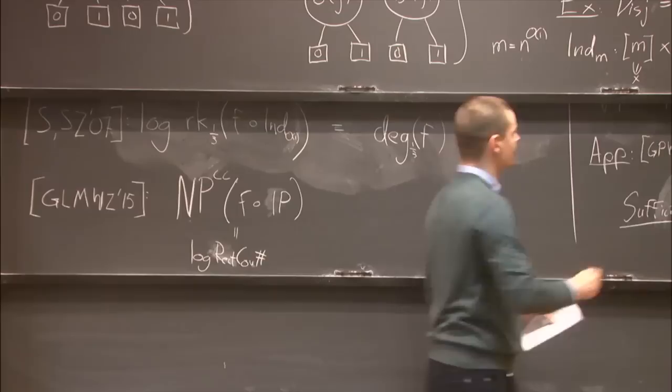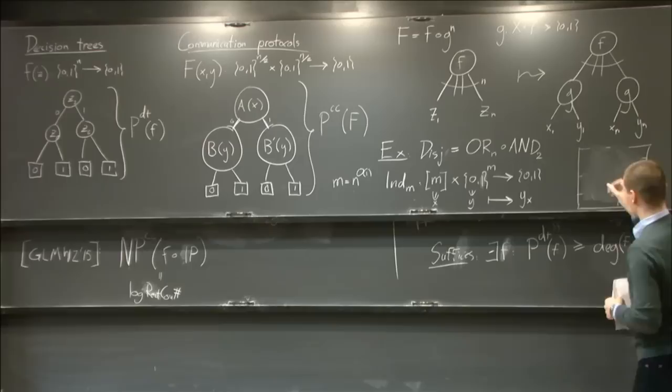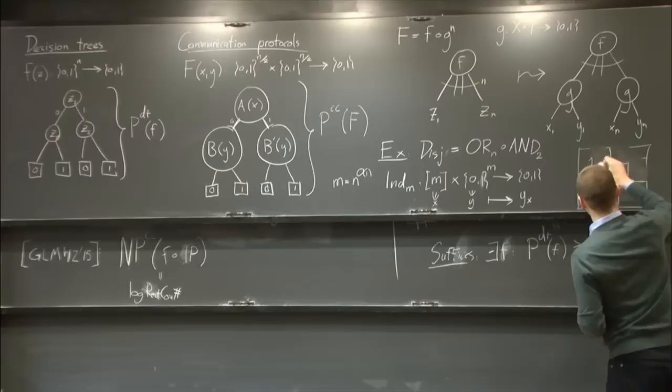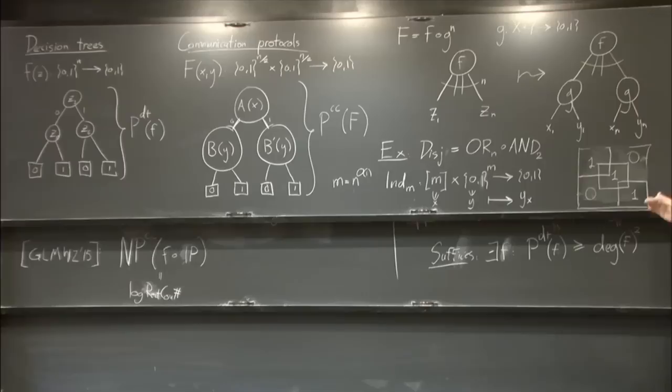Okay, so what is this? I have my Boolean matrix, and I just want to express the set of ones as a union of rectangles. So here are some combinatorial rectangles, and maybe now I've covered all the one entries. Everything outside these three is a zero. So the non-deterministic complexity is the log of how many rectangles I need to represent the one entries.